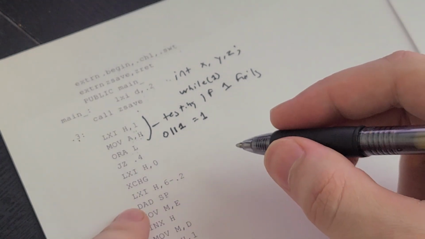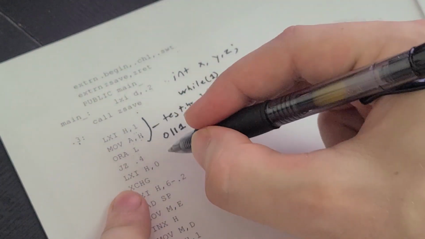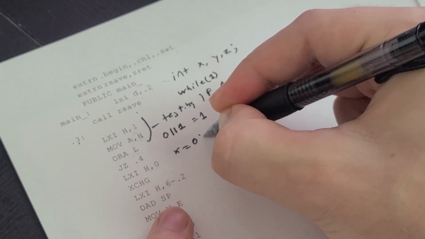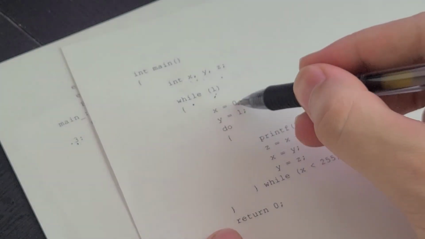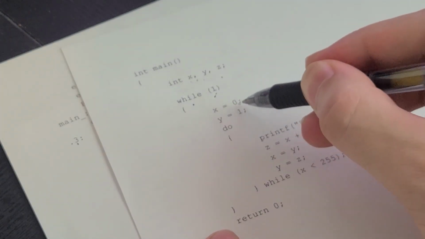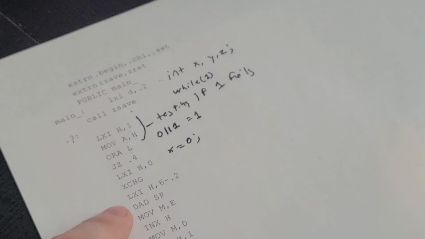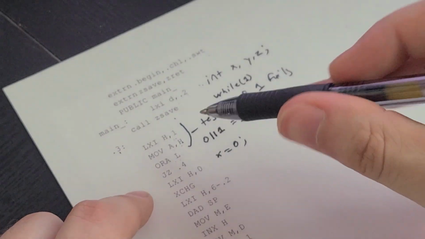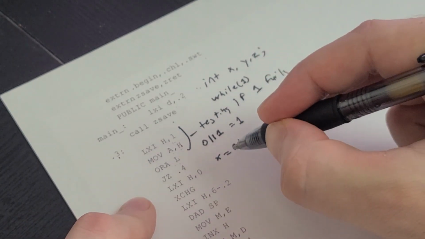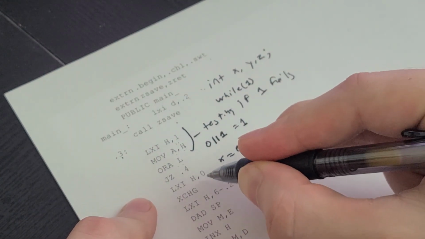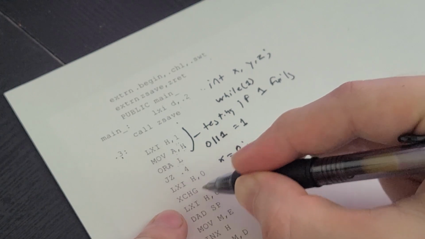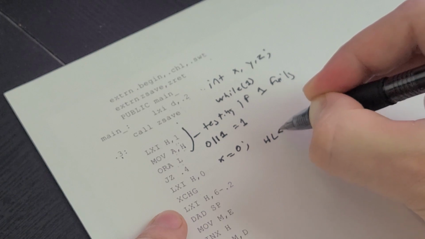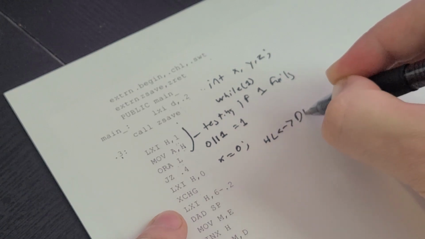So right after this JZ .4 naturally is the x equals 0. Right here. And how does this work? Well, it looks very complicated, but it's not magic. All it does is it loads 0 into HL, and it does an exchange. What exchange does is it takes HL and swaps it with DE.